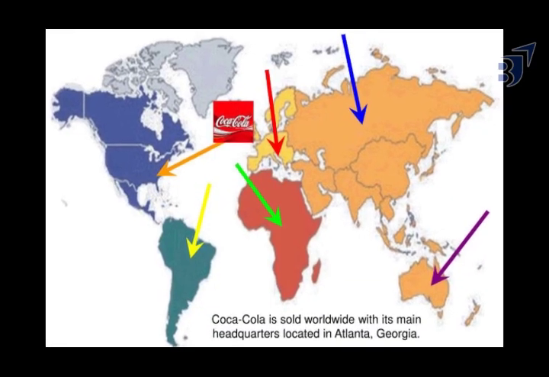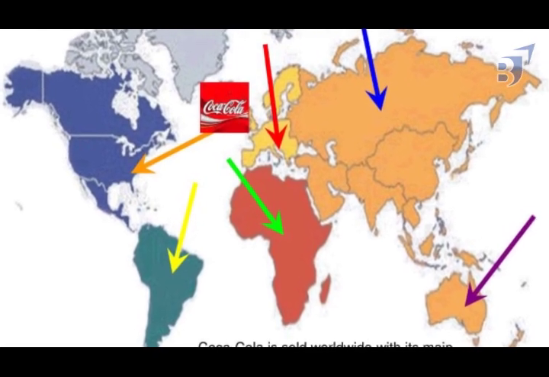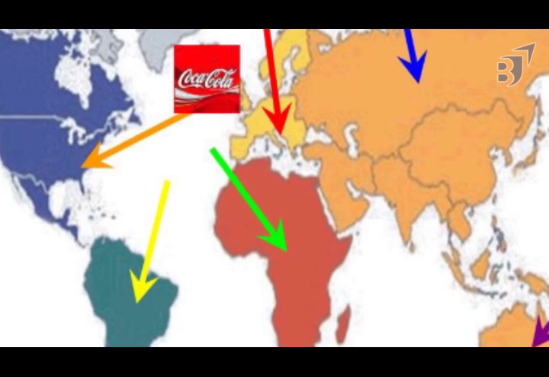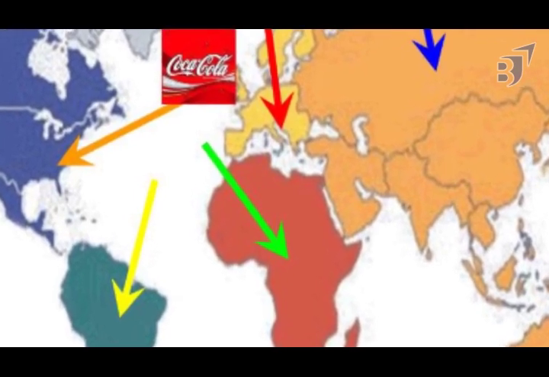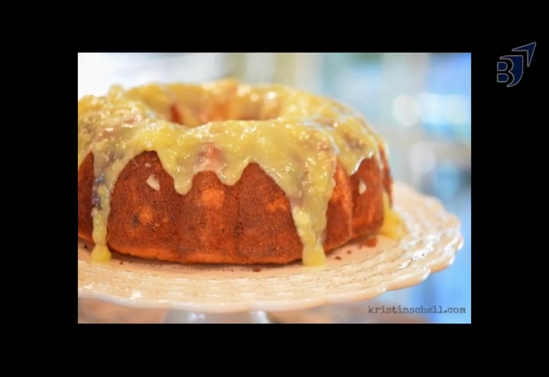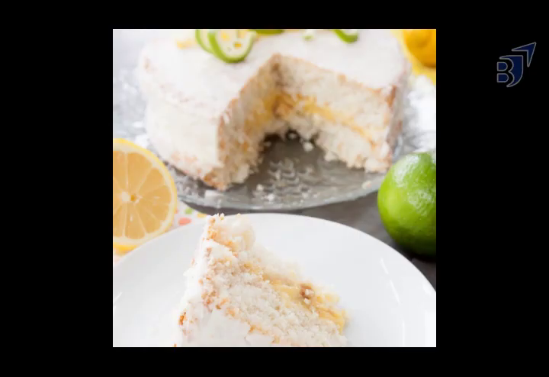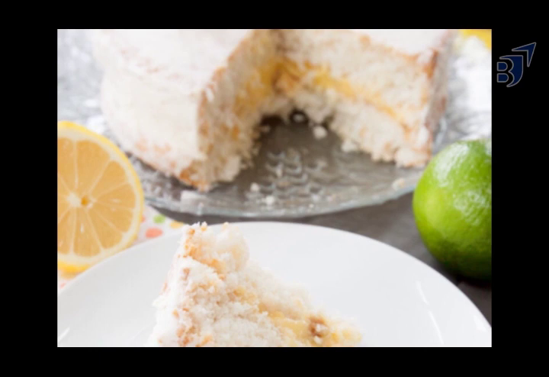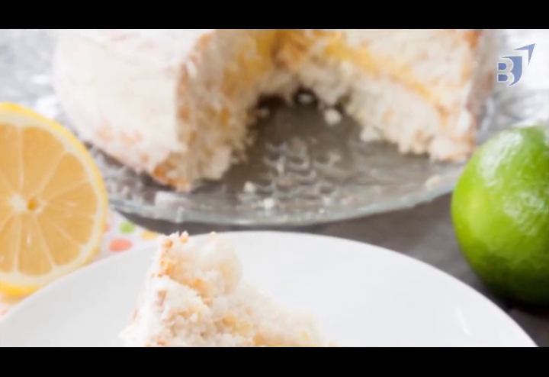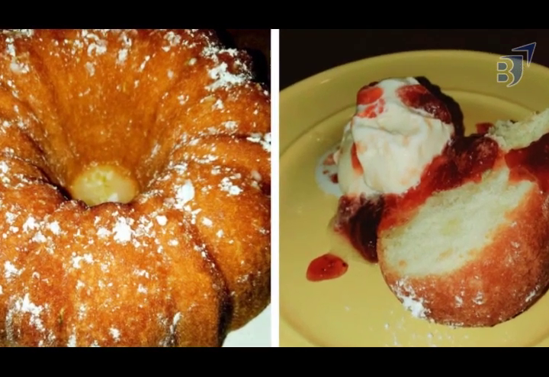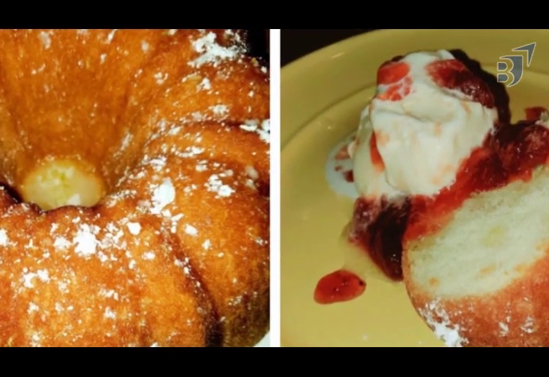Fact number 6. Sprite is sold in almost every country on the planet. Sprite may be found in 190 of the world's 196 countries. Fact number 7. Sprite cakes are popular. Everyone enjoys it as a beverage, but it appears that this soda is a key element in some of the most delectable desserts available. Sprite pound cakes are a thing, and people appear to be obsessed with them.